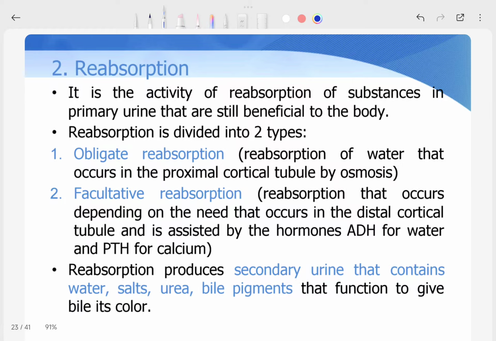Okay, this is the meaning. Reabsorption is the activity to reabsorb the primary urine that is still beneficial to the body, and it has two types. The first one is obligate, the second one is facultative. The obligate one happens in the proximal tubule, or PCT. It always happens and we cannot control it. But the facultative reabsorption happens in the distal tubule, which is DCT. It needs hormones to be activated: ADH for the water, and PTH for the calcium.